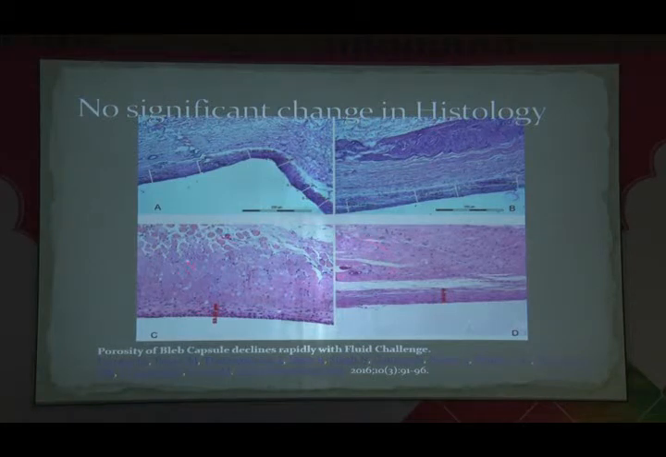So it basically highlights two things. One is that it's not just the aqueous cytokines that may be playing a role, but probably they are not the only thing, and there are other factors which are responsible for reduction in porosity.